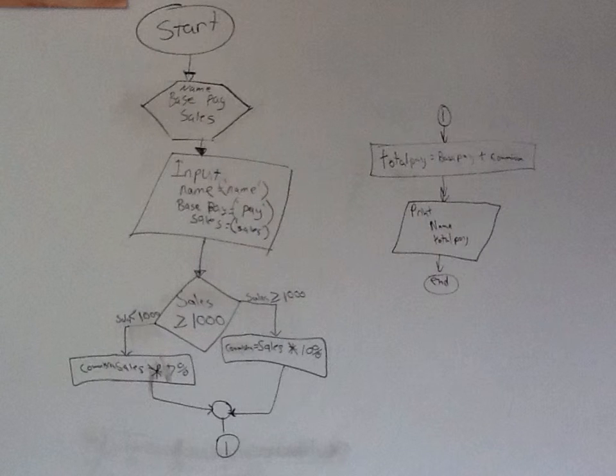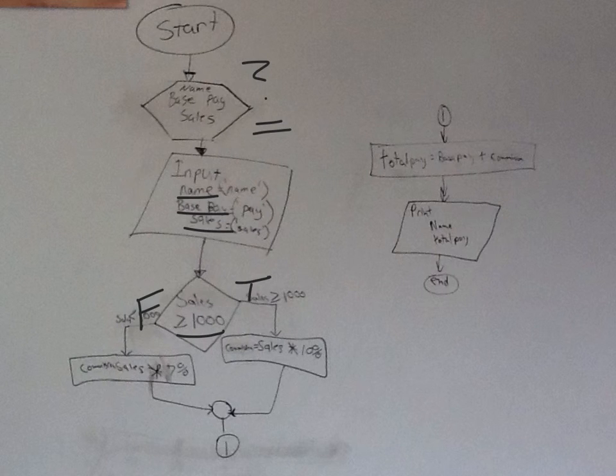Now they initialized base pay and sales. I'm not sure exactly what they initialized them to. They're not equal to anything, so I'm not sure. Then we have an input box with arrows for input name, base pay, and sales. Sales greater than or equal to 1,000. Then over here they should have said true, and over here false. They don't need to repeat those.